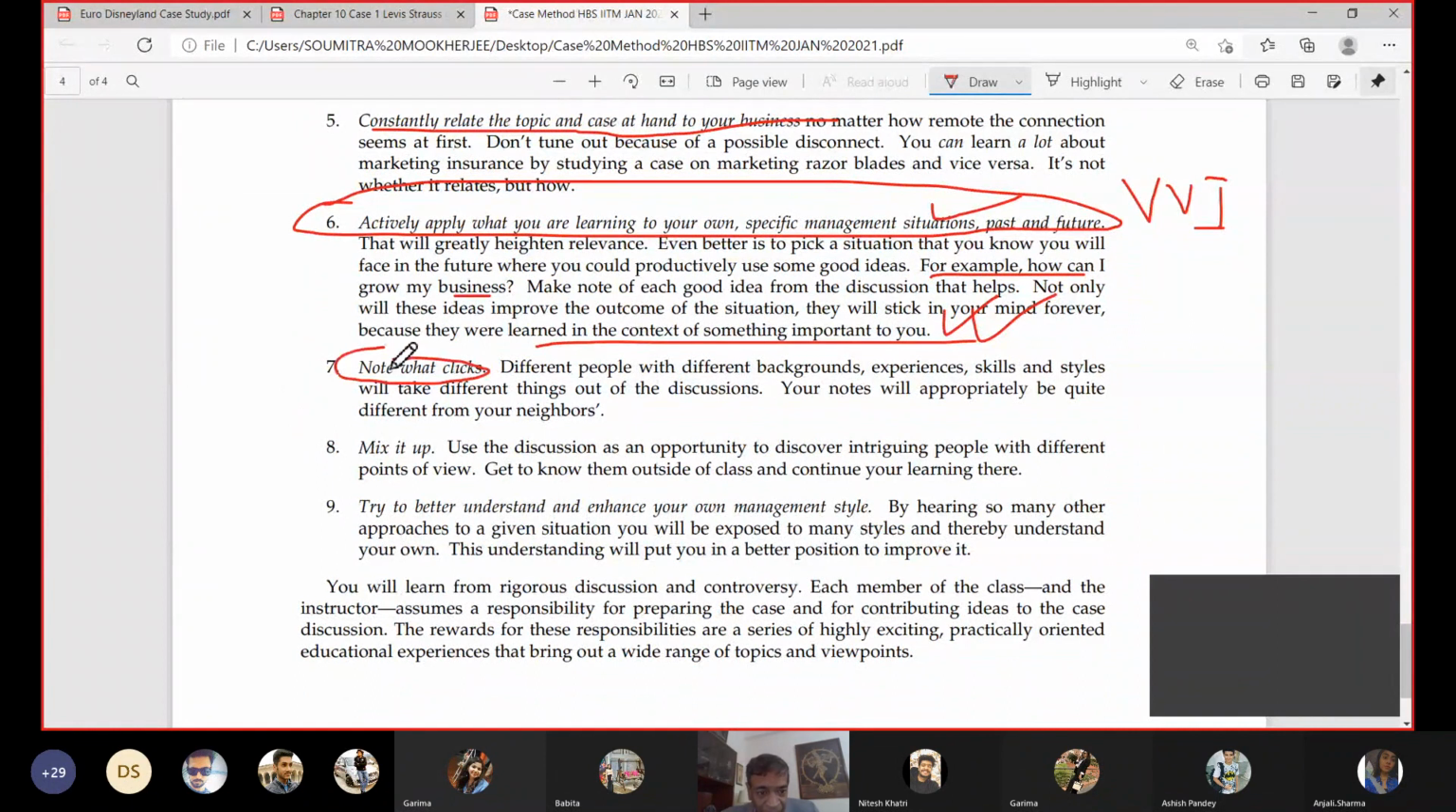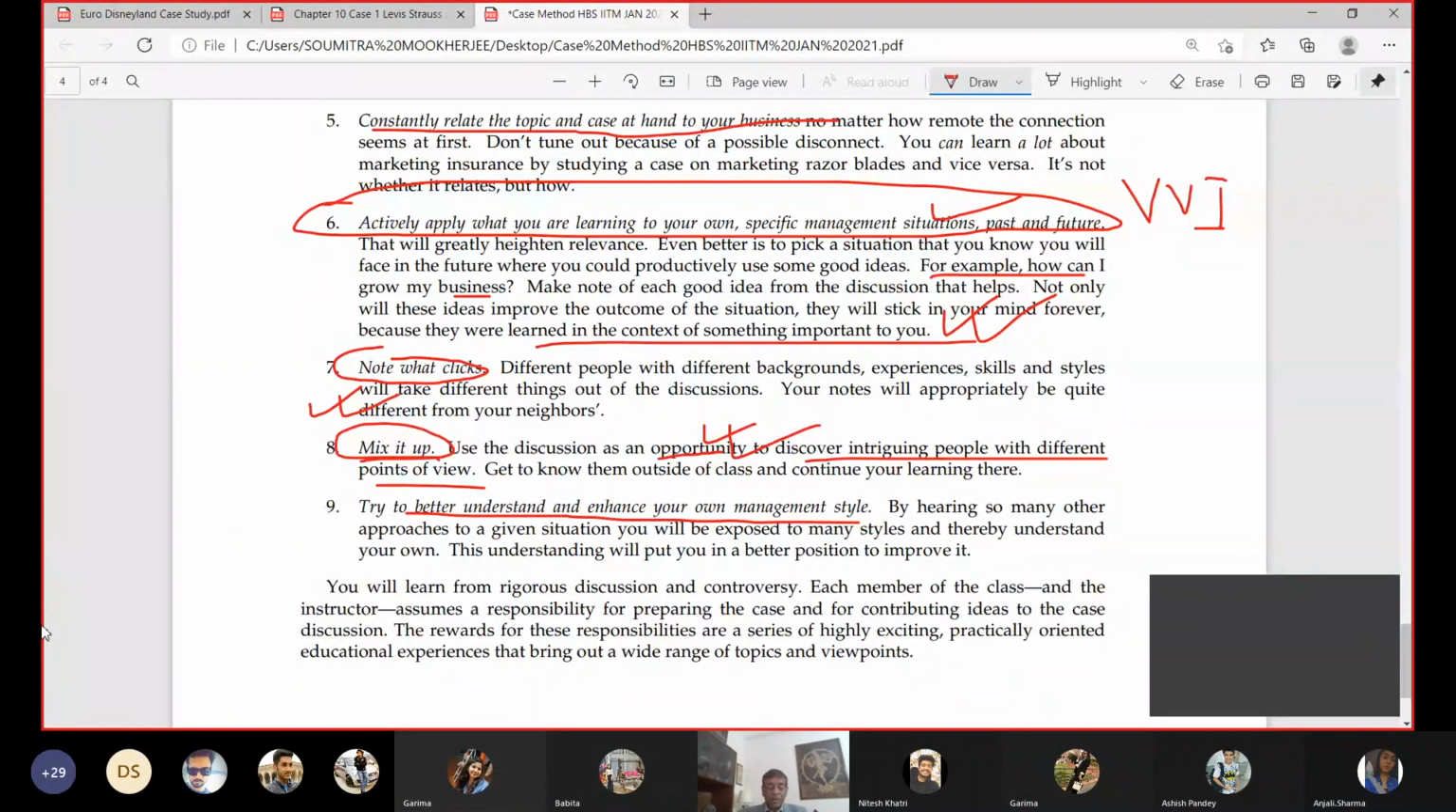Note what clicks. Now, this is a little different because different people have different ways of discussing, but don't worry about it. Try and mingle with your group the way you can. Mix it up. That means give a set of views, not one view. Get to know people outside your class and get to know them better. Use the discussion as an opportunity to discover people with different points of view. Mix up all their opinions together to come out with something very concrete. Try to understand and enhance your own management style by interacting with others.